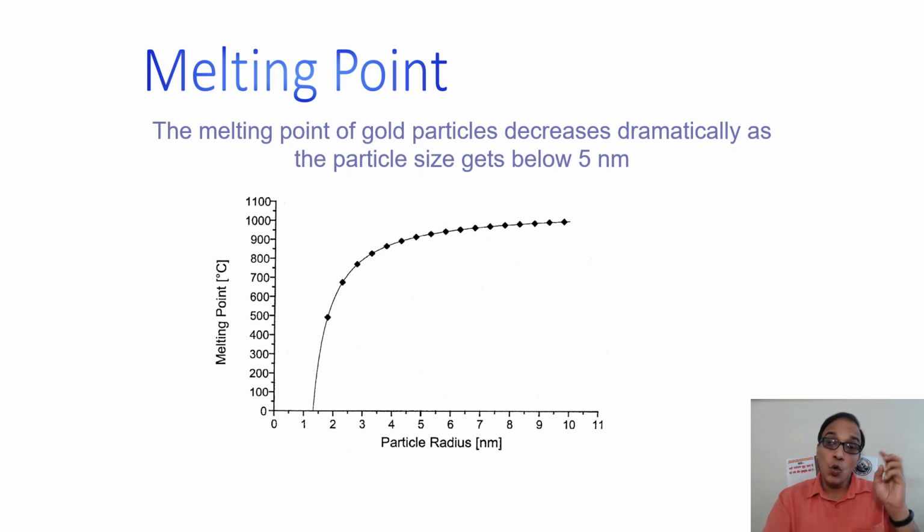If you take gold, the melting point of a gold particle decreases dramatically as the particle size gets below 5 nanometer. As you can see, for example, for 10 nanometer it is around 1000 degrees Celsius, for 5 nanometer it is 800, and when you go to 2 nanometer it is just 500 degrees Celsius. So you can imagine how drastic it is. There is a drastic dip in melting point depending on the particle size after the 5 nanometer scale. You can see the change.